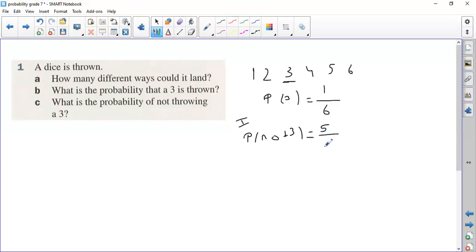Or the second way, if I subtract from 1 the probability of getting 3, so 1 minus the probability of getting 3, which is 1 minus 1 over 6. Again, it is 5 over 6. So we have two ways to find the probability in this case.